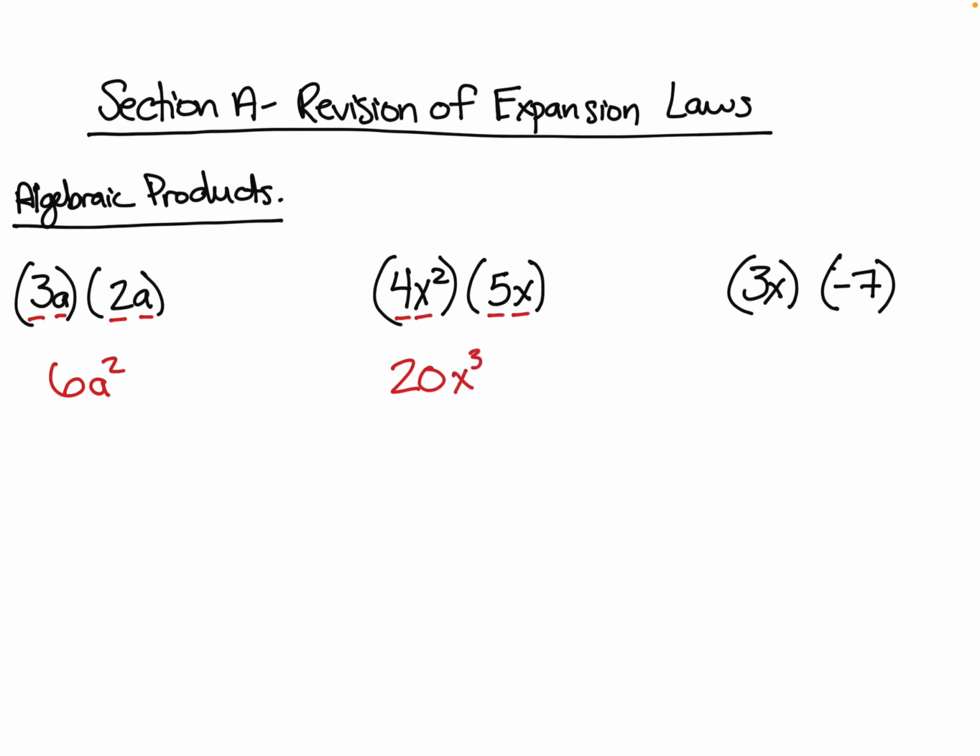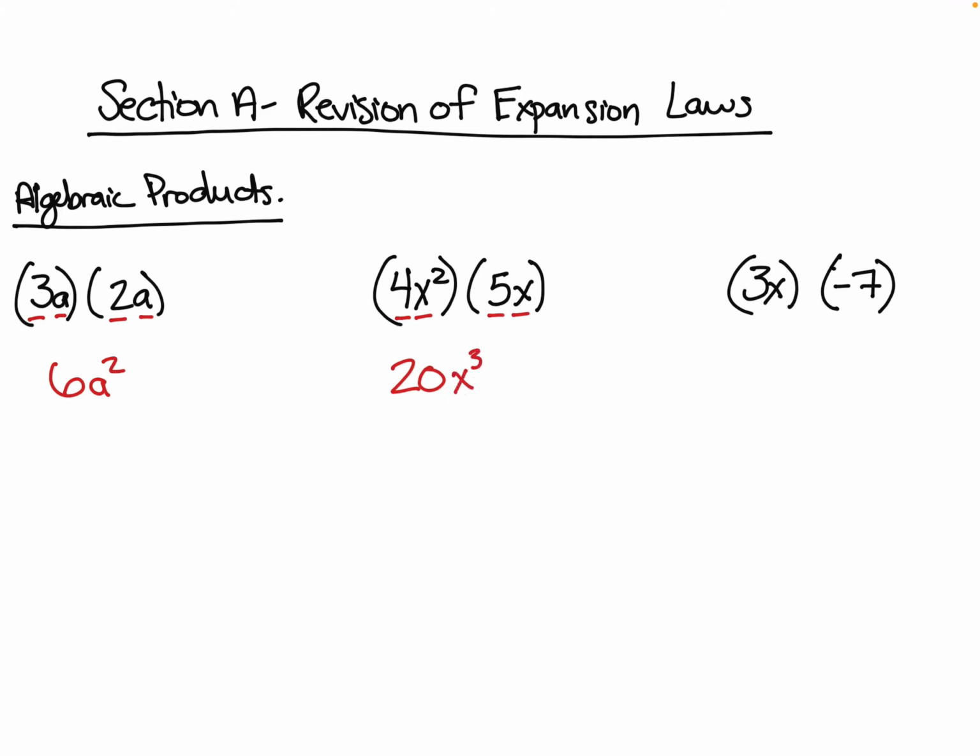In the third example here, we're looking at multiplying the numbers together first. So 3 times negative 7. A positive times a negative gives you a negative, and 3 times 7 gives you 21. And then we have x in the first term and no variable in the second term. So that will just be x.